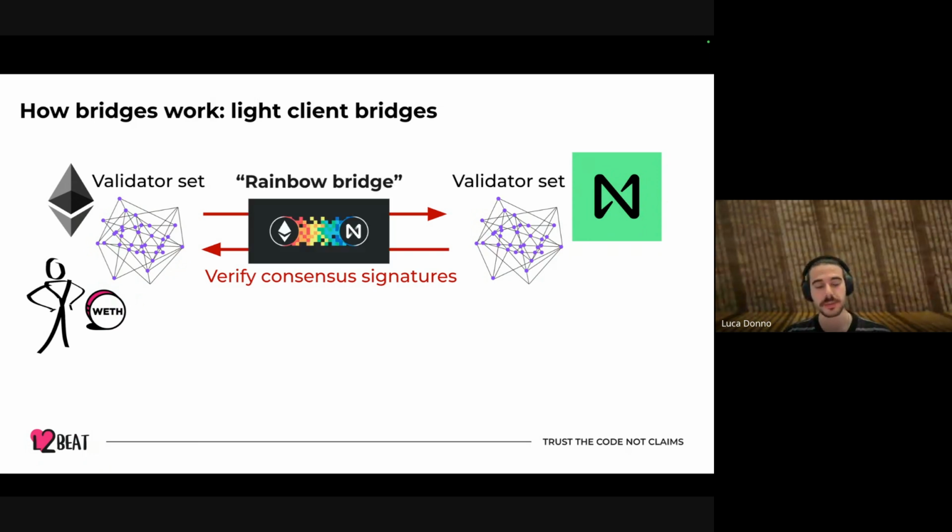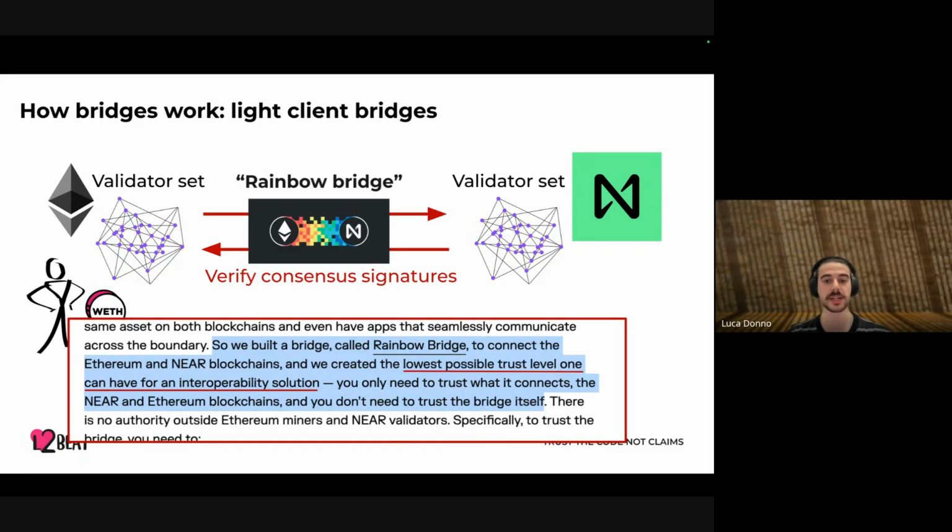There is an actual implementation of this that is live. You can use it. It's called the Rainbow Bridge between Ethereum and Near. And if you look at the docs, this is a very old bridge. It has been live for, I think, 4 years, maybe more. And if you go to their docs, they say, we built a bridge called Rainbow Bridge to connect Ethereum and Near blockchains, and we created the lowest possible trust level one can have for an interoperability solution.